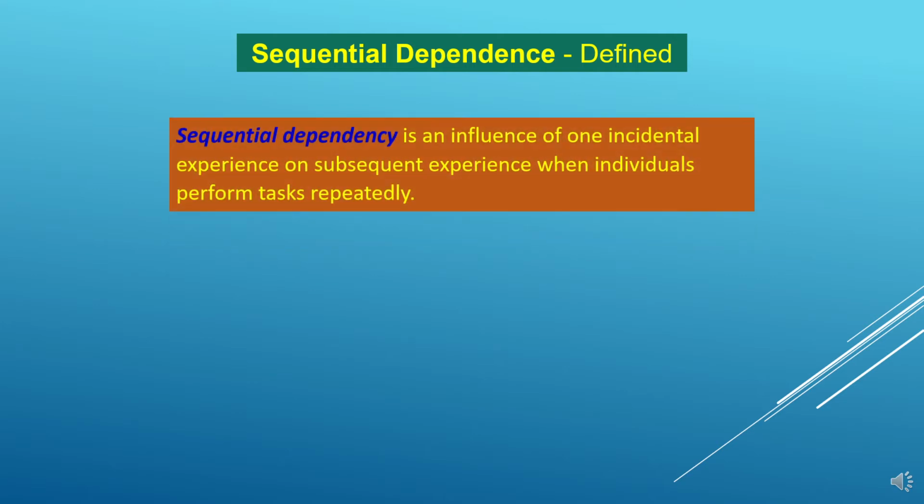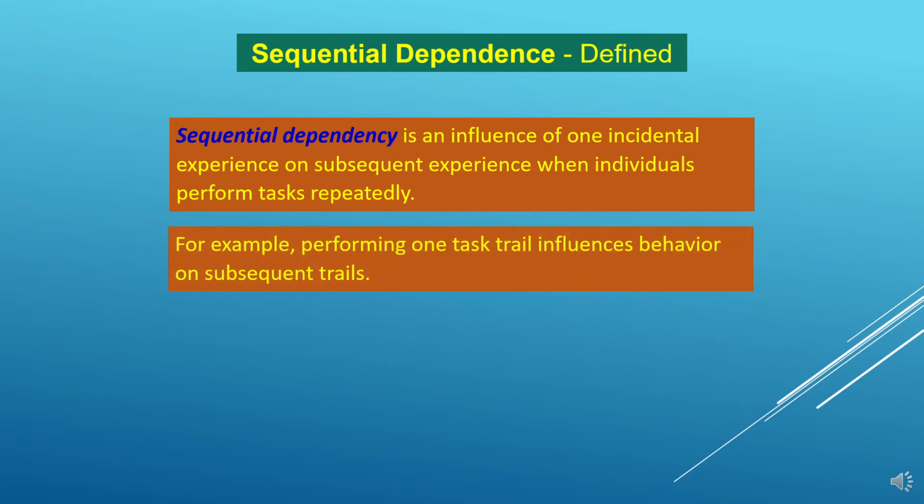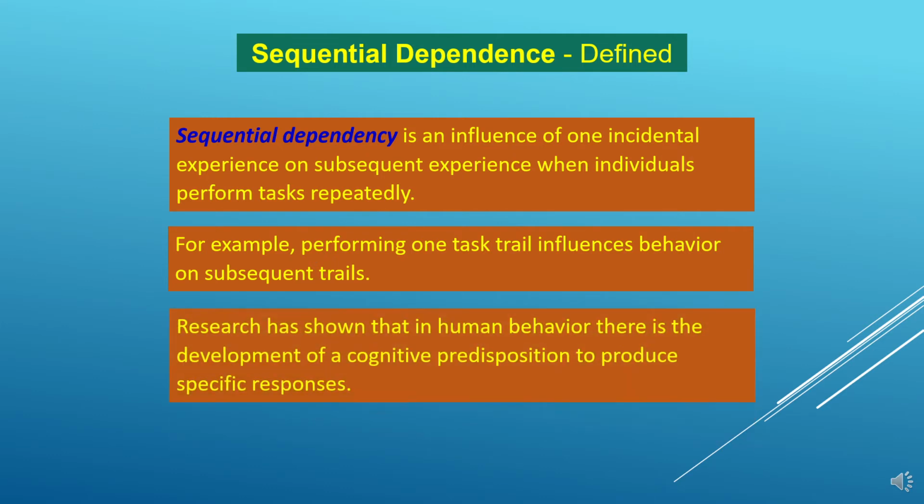Sequential dependence is an influence of one incidental experience on subsequent experience when individuals perform tasks repeatedly. For example, performing one task trial influences behavior on subsequent trials. Research has shown that in human behavior, there is a development of a cognitive predisposition to produce specific responses.